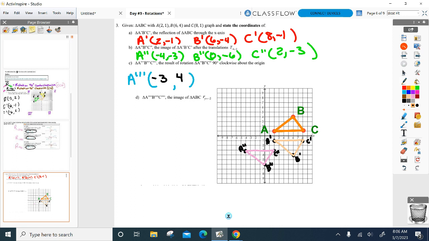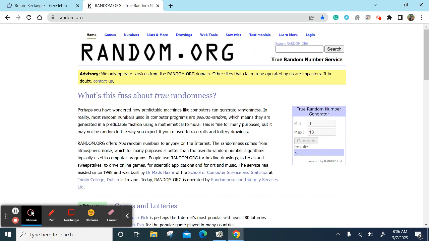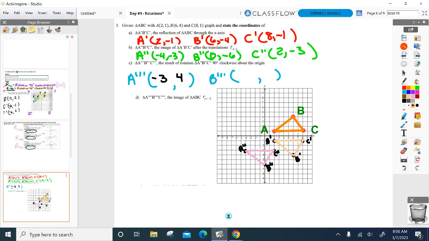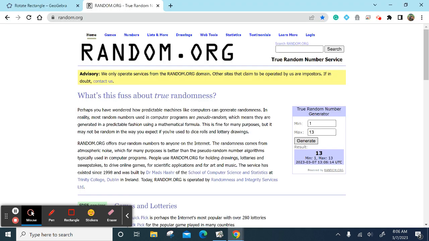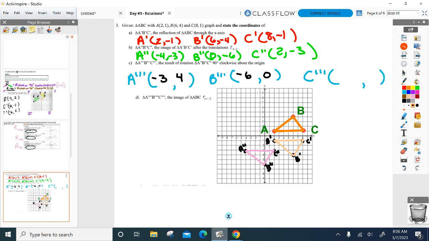Where's your B now? Where's your B coordinate? B triple prime. What are you staring at on your paper now? You want to give me this one too, Charlie? -6, 0. Got it. Great. -6, 0. And give me one more here. C triple prime. Where's C now? Spence? -4, -2.